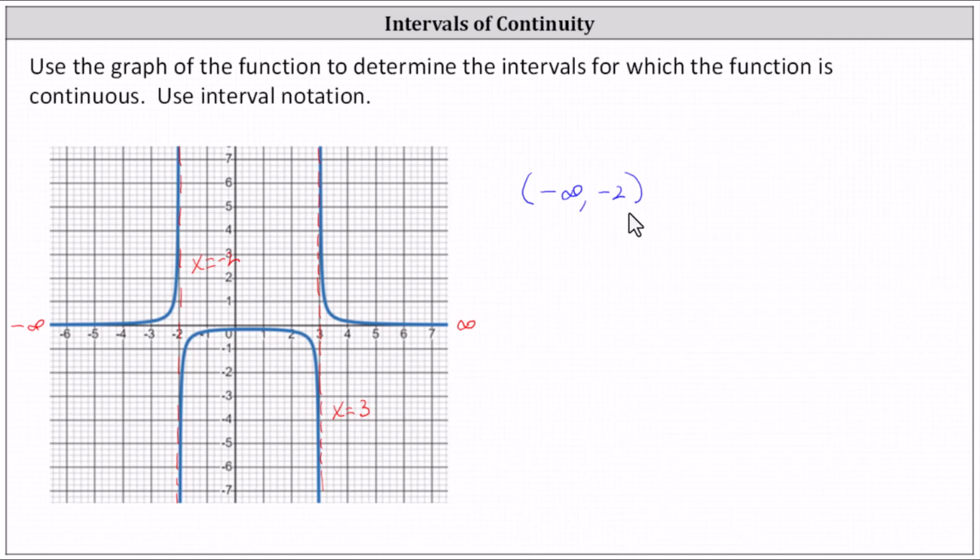The next interval is the open interval from -2 to +3. We say open interval because the endpoints are not included. If they were included, we would say a closed interval.